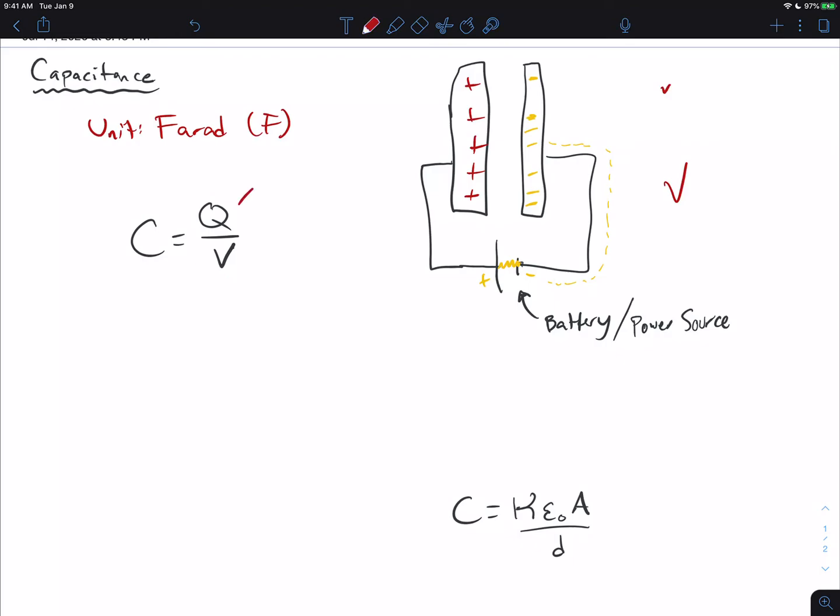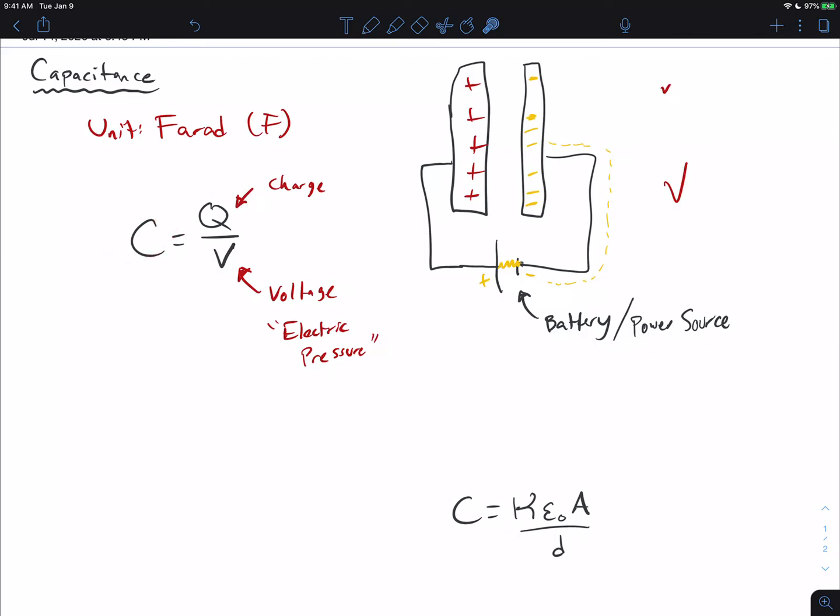So here, let's go ahead and mark this. This is my charge. This is my voltage, okay, and I'll put a little note here. This is electric pressure, okay, and this is my capacitance, of course, right?